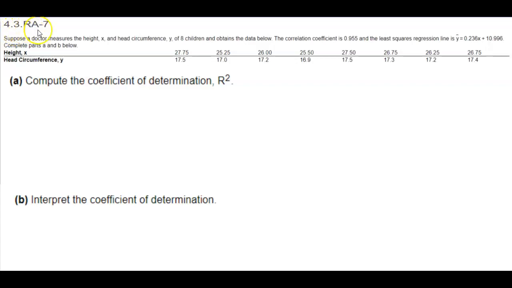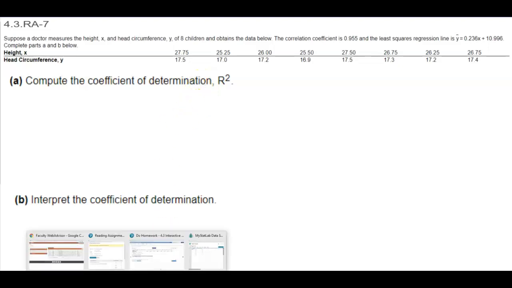Section 4.3 RA-7. Suppose a doctor measures the height x and head circumference y of 8 children and obtains the data below. The correlation coefficient is 0.955 and the least squares regression line is y equals 0.236x plus 10.996. We want to complete parts A and B below. We want to compute the coefficient of determination r squared.